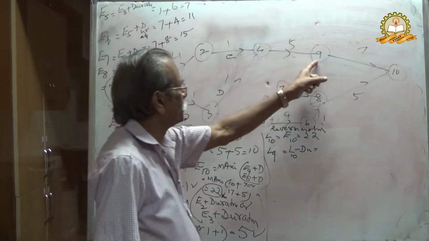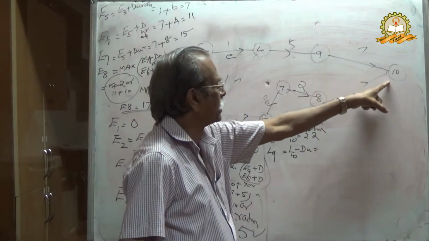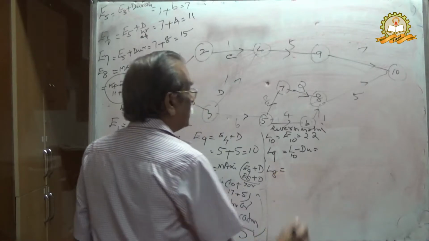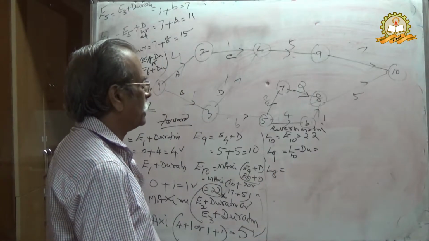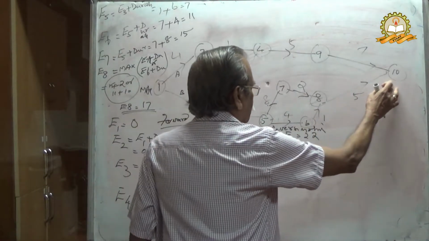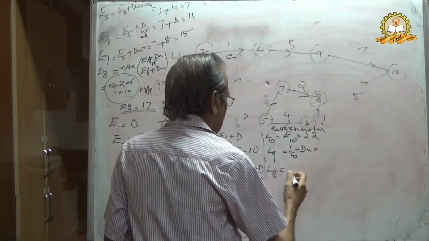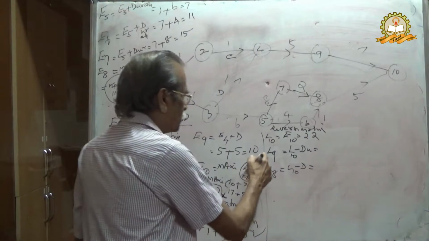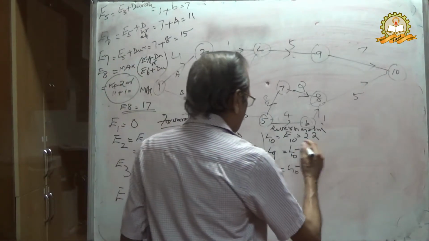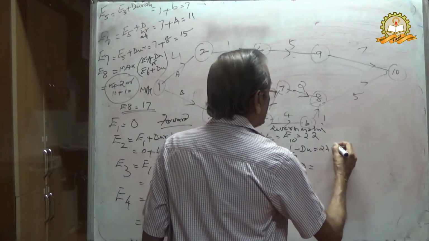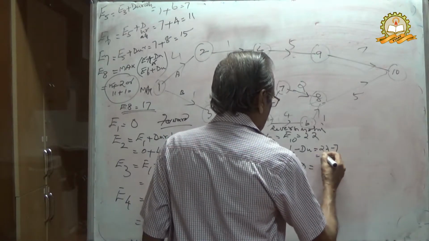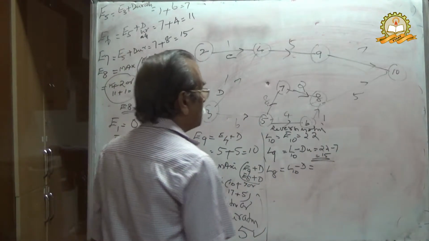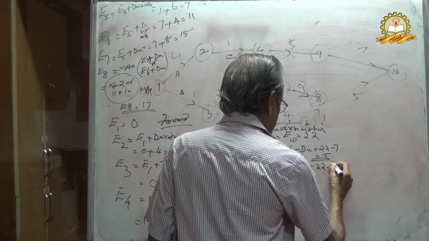Therefore, L9 equal to, from here you are coming back, L10 minus 7. Similarly L8, again returning back, L8 equal to L10 minus duration. L9 equal to 22 minus 7 equal to 15. Then L8 equal to L10 minus 5, 22 minus 5.